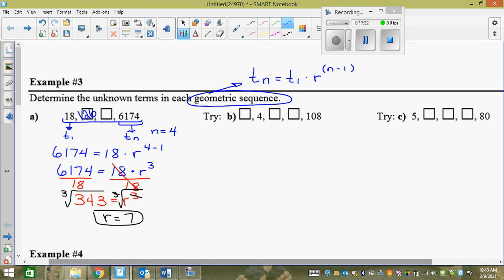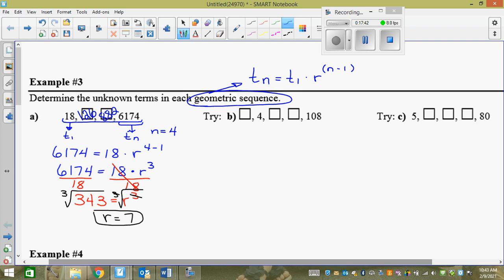126. And then what's that times 7? 882. And then we're going to check. We're going to take 882 and times it by 7, and we should get 6,174. Okay?